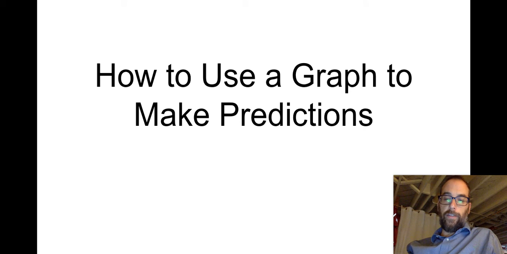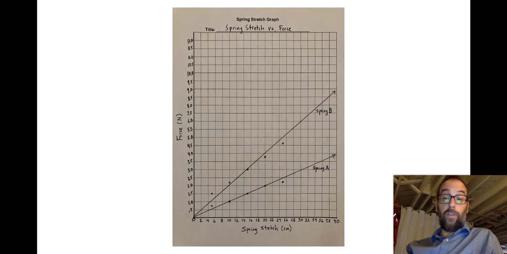All right, scientists, in this video, I'm going to show you how to use a scatter plot graph with a line of best fit to predict the value of dependent variables for values of the independent variable that you didn't measure. Okay, and this is the graph we're going to use. This shows the relationship between the independent or x variable, spring stretch, and the dependent or y variable, force.